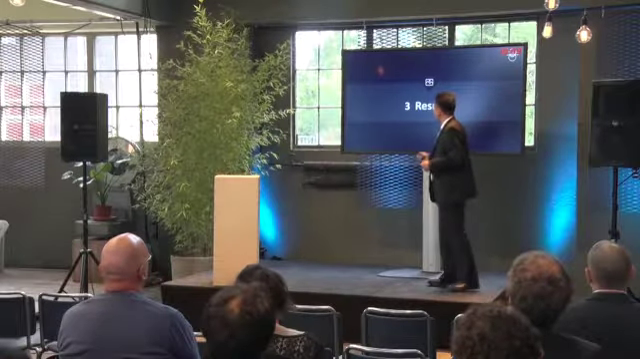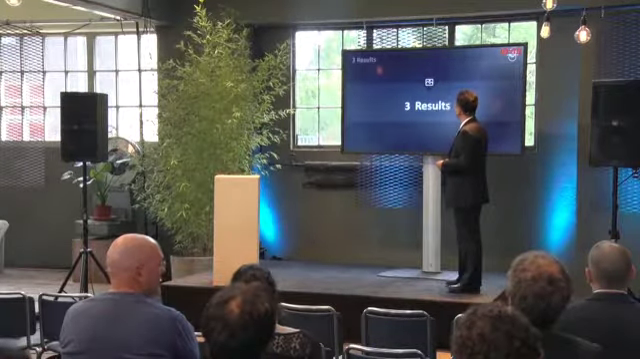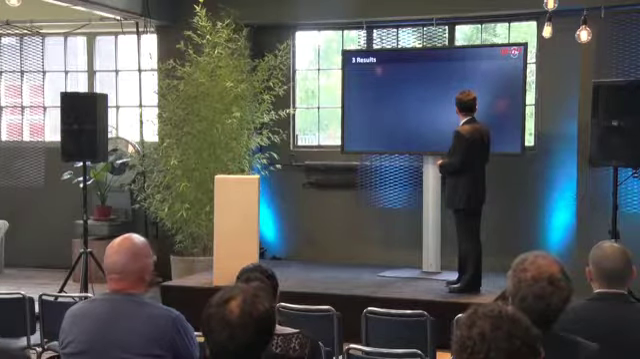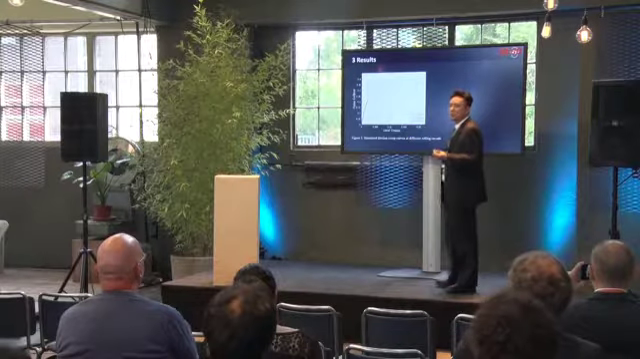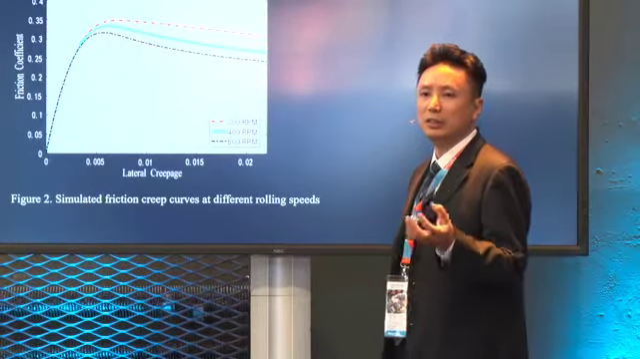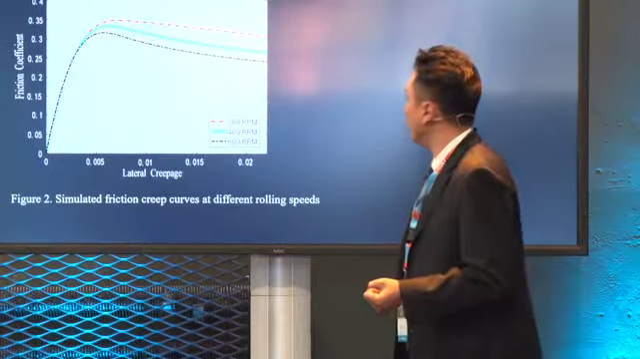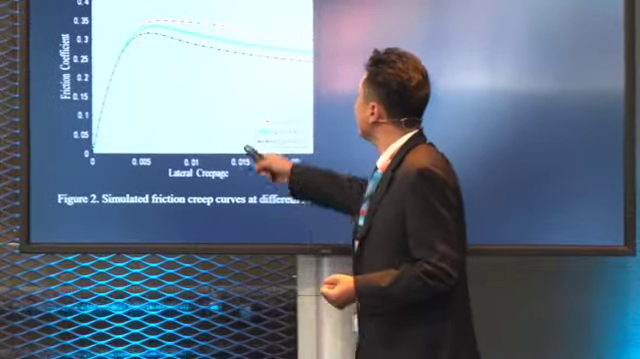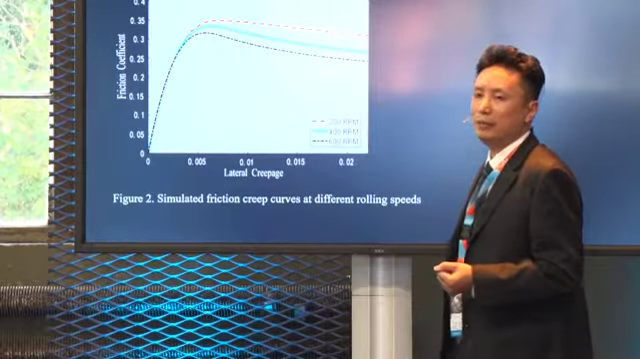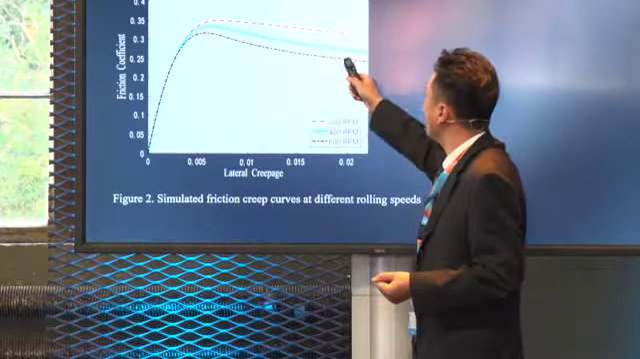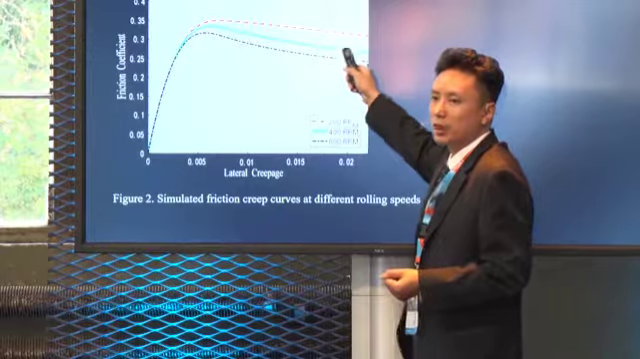Now we talk about the results. This result is simulated with the current mathematical model. You can see that with the increase of rolling speed from 200 to 600 RPM, the lateral adhesion ratio will keep decreasing.